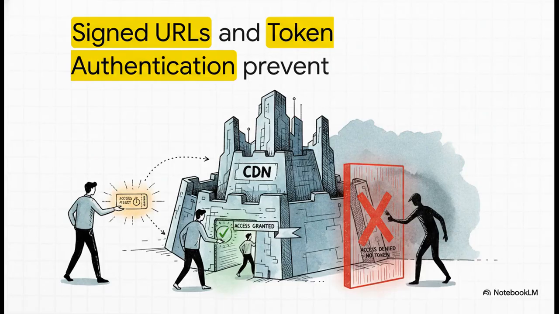And then, on top of that, the content delivery networks, or CDNs, add their own layer of protection. They use things like signed URLs and token authentication. Basically, it's a way to make sure that only a logged-in, paying customer can actually download the video files. These special links or tokens usually expire after a few minutes or hours, which is a super effective way to prevent what's called hot linking, where someone just steals the link to your video and puts it on their own site.